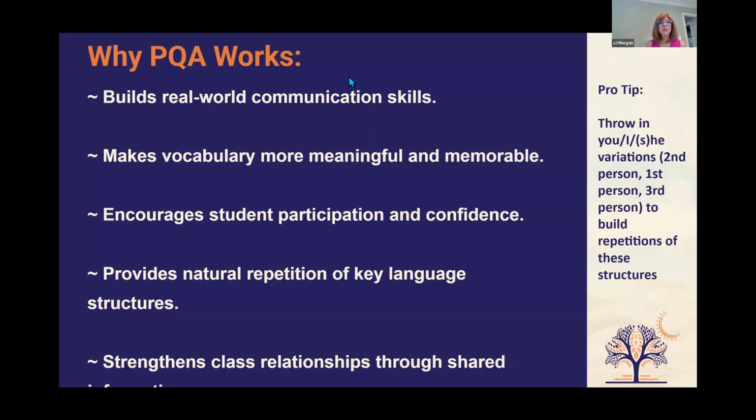So why does PQA work? It builds in real world communication skills. It makes vocabulary more meaningful and more memorable. It encourages student participation and confidence. It provides natural repetition of key language structures, and it strengthens class relationships through shared information.